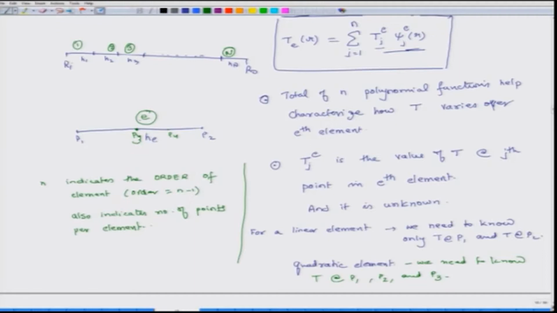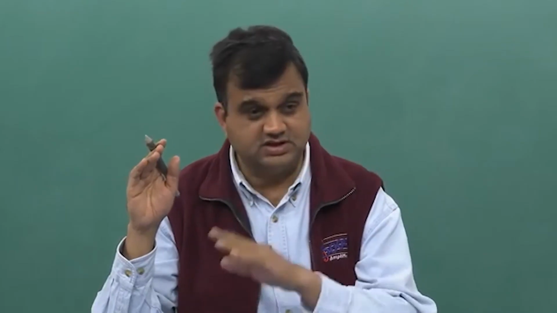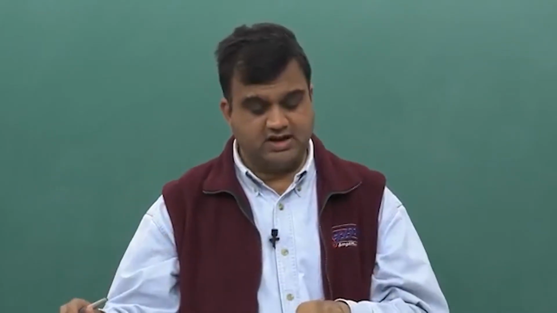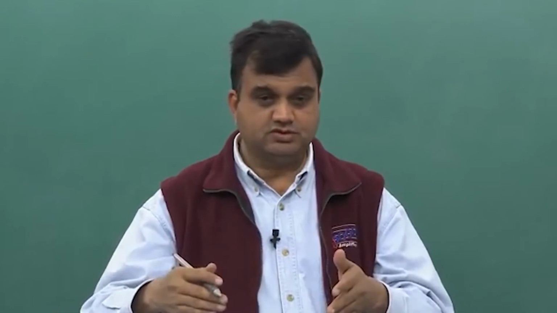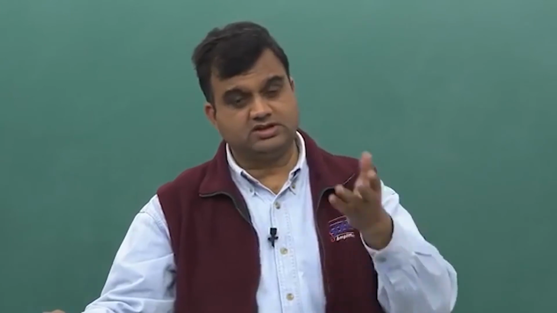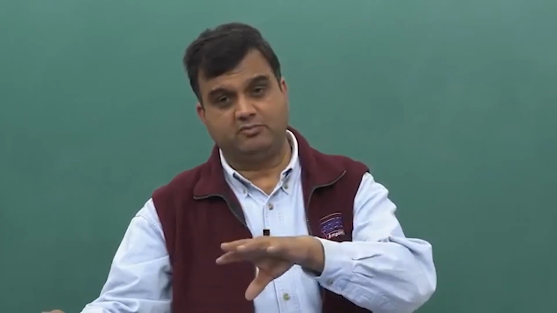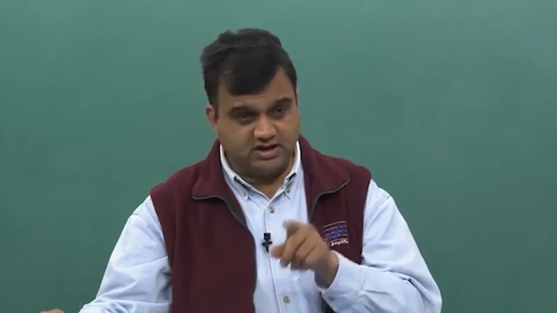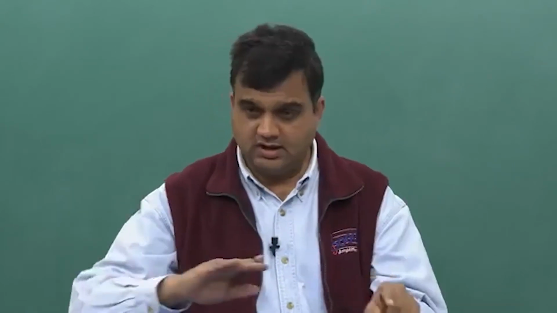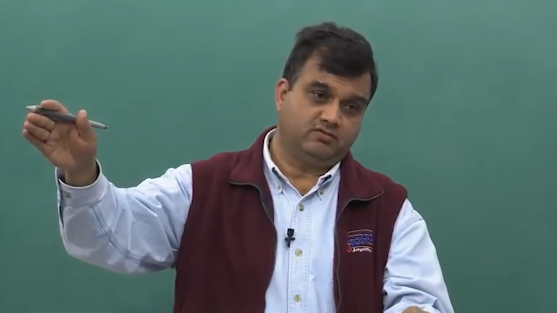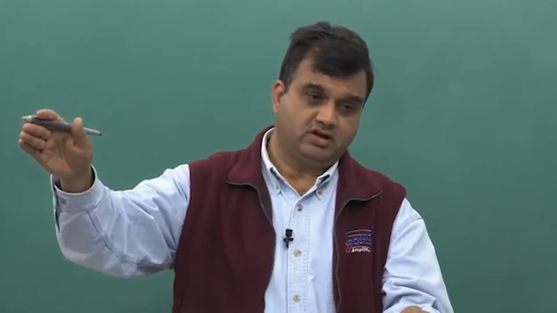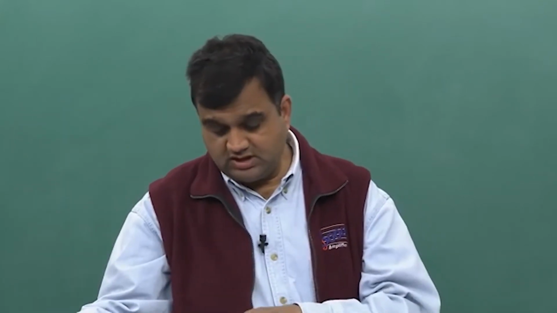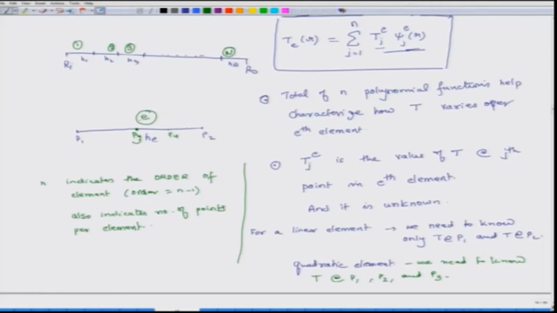T_j is the value of, in this case, see if you know the values at 3 points, then in terms of those 3 points you can construct a polynomial function. So either you can say the other way, that they are amplitudes of individual functions, but here I am saying that if I know the values, then I can construct a curve which is a quadratic curve. So T_j^e is the value of t at jth point.